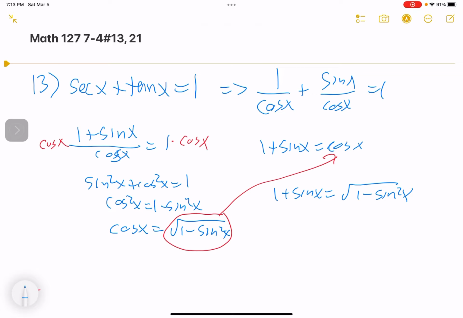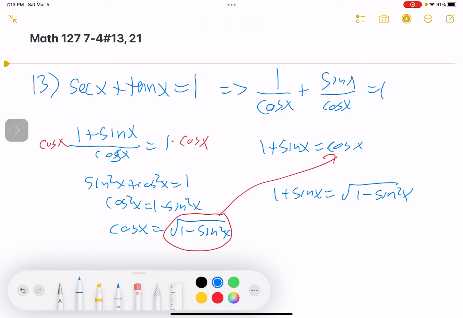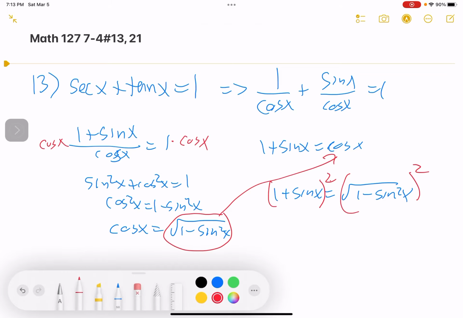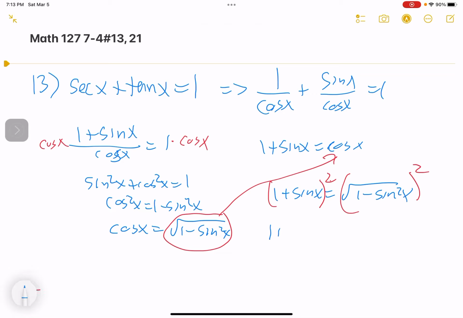Okay. Now this is again where we're going to get uncomfortable, and we're actually going to do something that causes the potential introduction of an extraneous solution. We're going to square both sides. If you recall from your Math 126 days, you have to watch out for extraneous solutions. And this becomes 1 plus 2 sine x plus sine squared x equals 1 minus sine squared x.